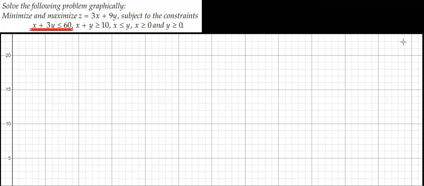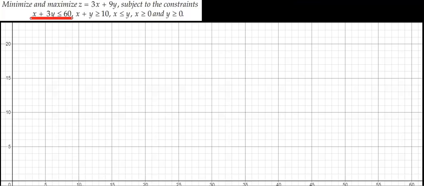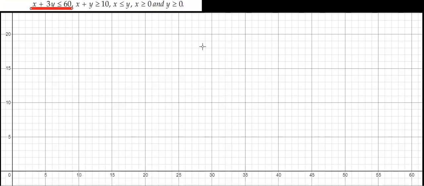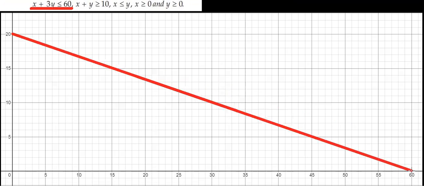So if I look at the graph here properly, I can plot this 0 comma 20 as one of the points on the graph. And if, let's say, y is 0, then in that case x will be equal to 60. So when y is 0, x is equal to 60. So if I were to make the line of this equation, that would be something like this.